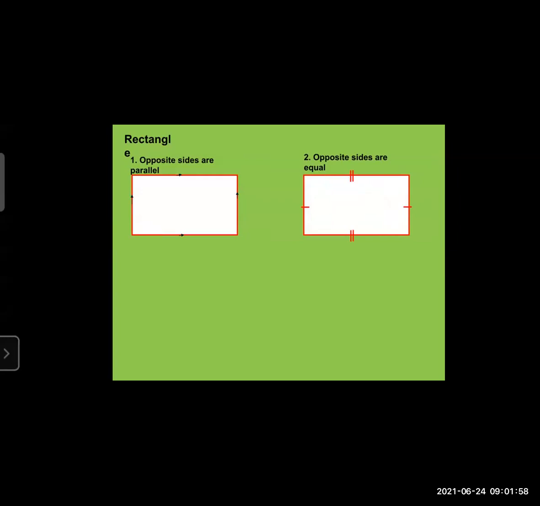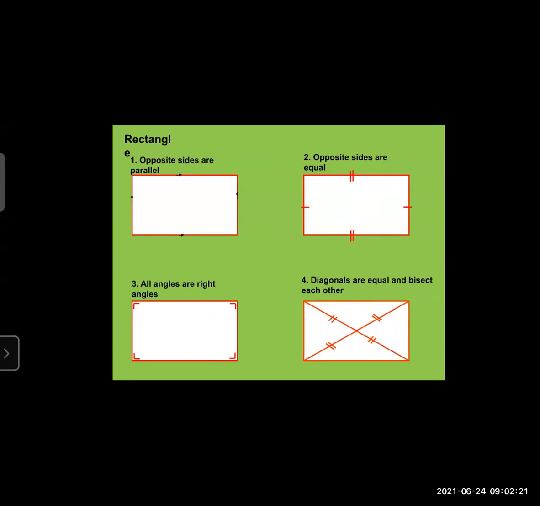See in the figure, there are two lines horizontally and two lines vertically, meaning these lines are parallel and equal. Third, all angles are right angles, meaning each angle in a rectangle is equal to 90 degrees. Fourth, diagonals are equal and bisect each other. So there are four properties of a rectangle: opposite sides are parallel, opposite sides are equal, all angles are right angles, and diagonals are equal and bisect each other.